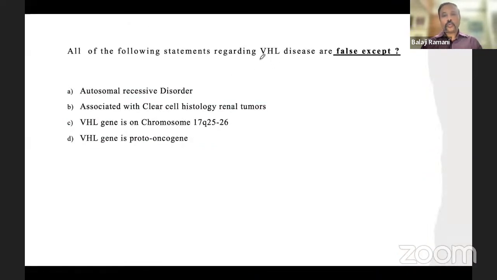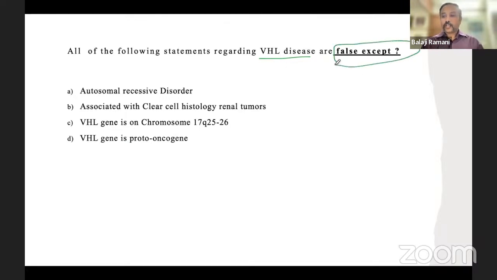Right. Going on to von Hippel-Lindau disease. Which is the false statement? It is autosomal recessive, associated with clear cell histology. The VHL gene is on chromosome 17q, and the VHL gene is actually a proto-oncogene. So these are some of the things that we are having here. So which of the things is true? Now, the question here is, have you read the question first?